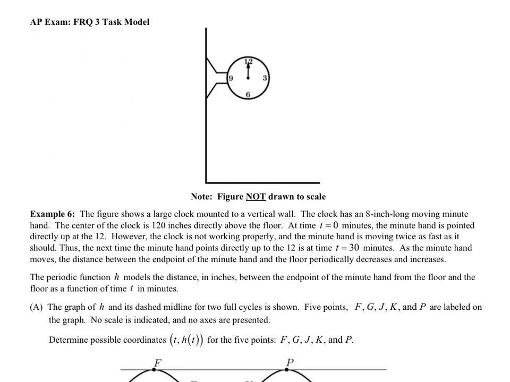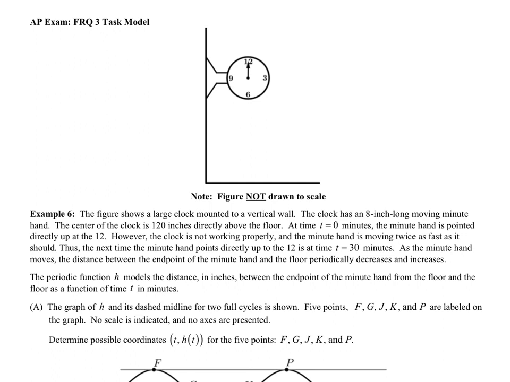This question says, the figure shows a large clock mounted to a vertical wall. The clock has an 8-inch long moving minute hand. The center of the clock is 120 inches directly above the floor. At time t equal to 0 minutes, the minute hand is pointed directly up at the 12. However, the clock is not working properly, and the minute hand is moving twice as fast as it should. Thus, the next time the minute hand points directly up to 12 is at the time t equal to 30 minutes instead of 60. As the minute hand moves, the distance between the endpoint of the minute hand and the floor periodically decreases and increases.